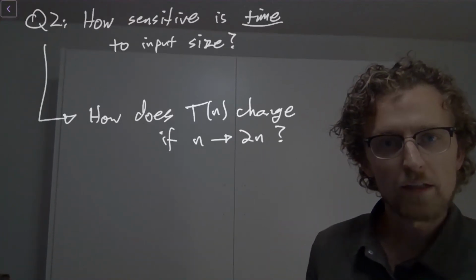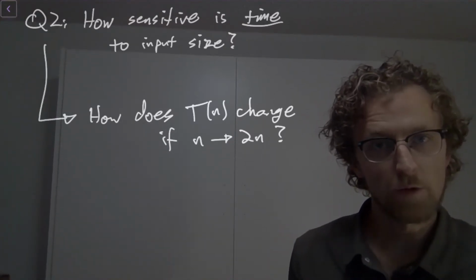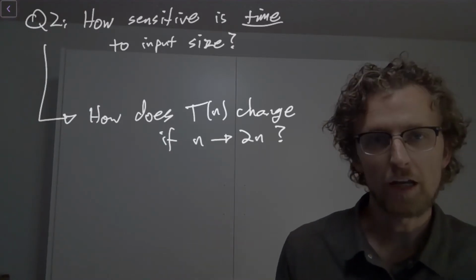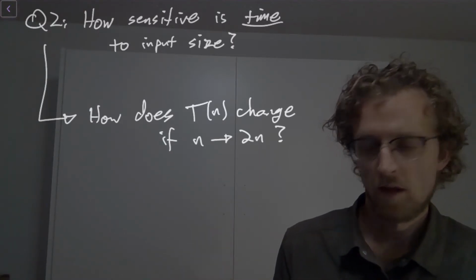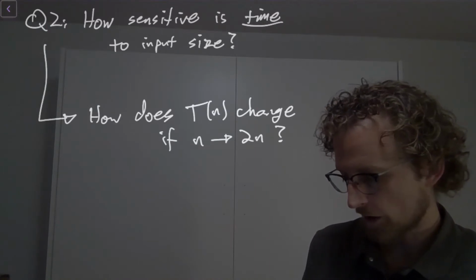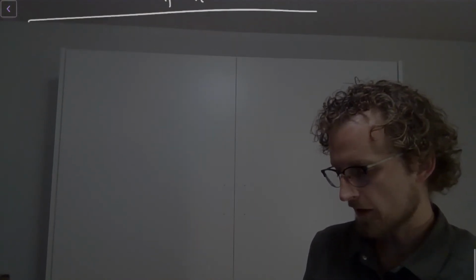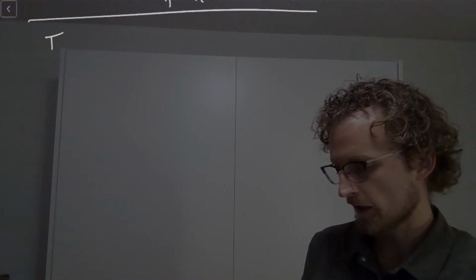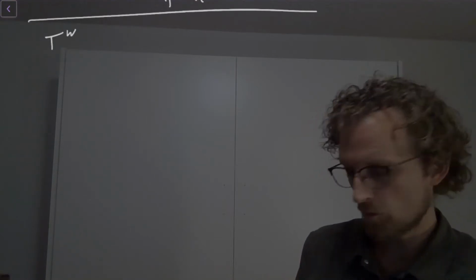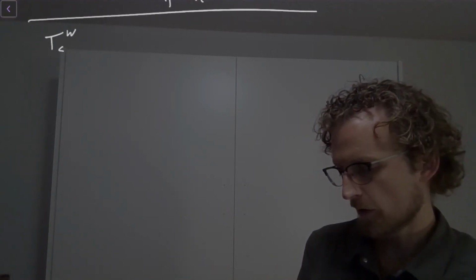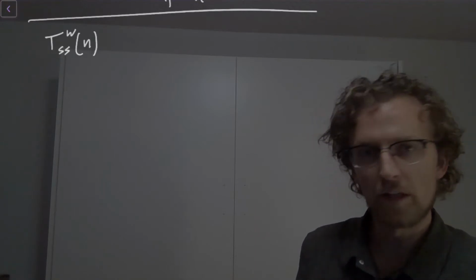In the last video, I ended with this question. How does T(n), the running time of an algorithm, change if n doubles? So let's go back to our sequential search algorithm. And what do we have? We have this expression for the running time. So this is the worst case running time for sequential search as a function of the length of the input array.